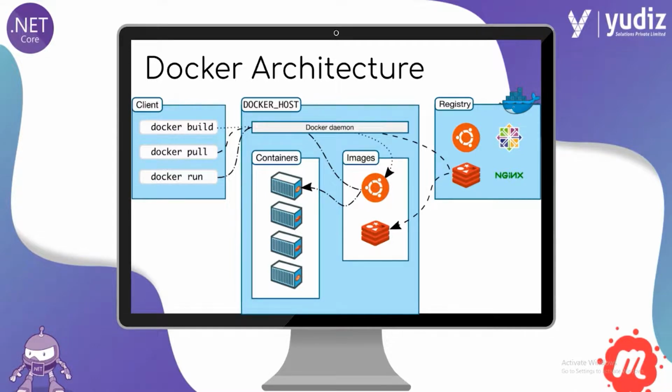So what is the Docker daemon? The Docker daemon listens for Docker API requests and manages Docker objects such as images, containers, networks, and volumes. A daemon can also communicate with other daemons to manage Docker services. So we can say it is a background process responsible for receiving commands and passing them to the containers.